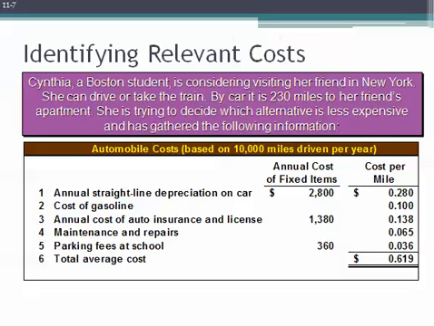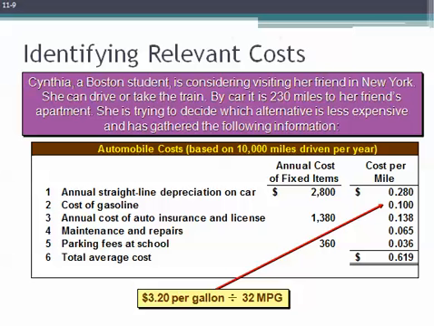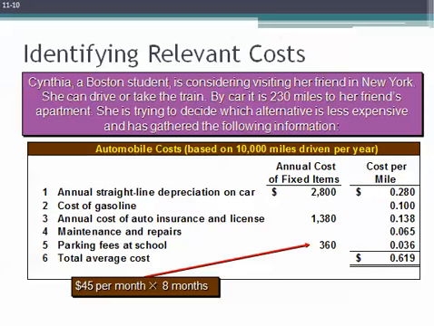We have annual straight-line depreciation on the car. That was basically the car's cost minus some salvage value divided by 5 years. And again, this is based on 10,000 miles driven per year. She's calculated a cost per mile for depreciation of 28 cents. The cost of gasoline is 10 cents a mile. The annual cost of auto insurance and licensing fees is $1,380, or 13.8 cents a mile. We've got maintenance and repair costs, and then we've got parking fees at school. In total, we have an average cost per mile of roughly 62 cents per mile.